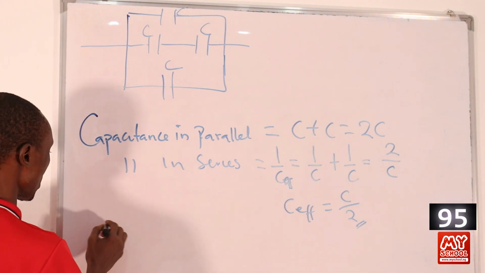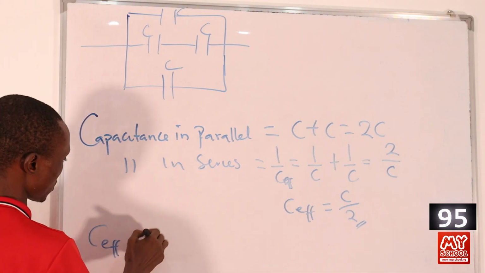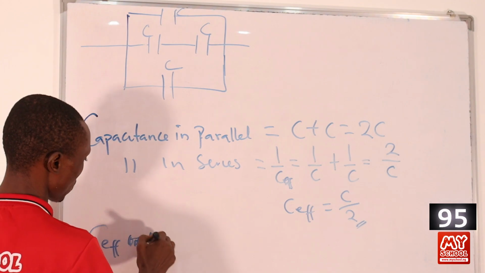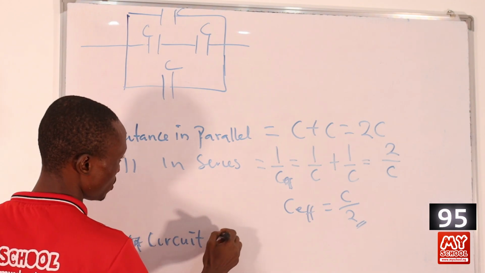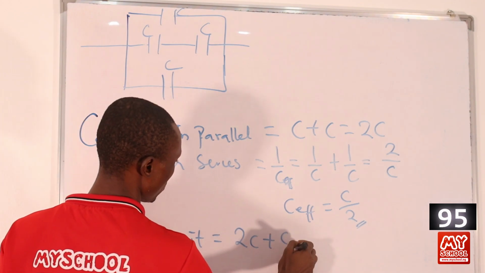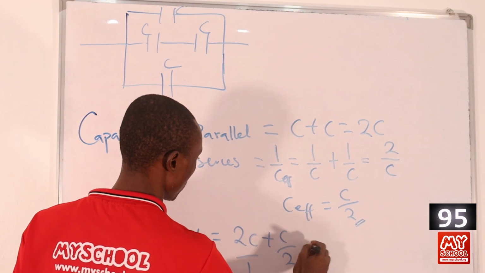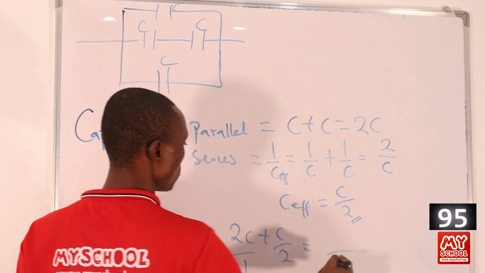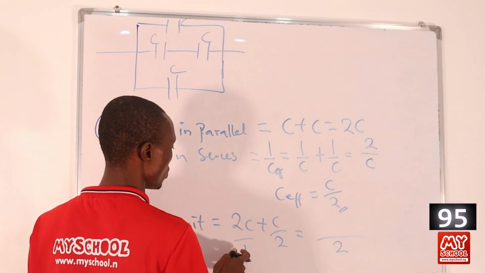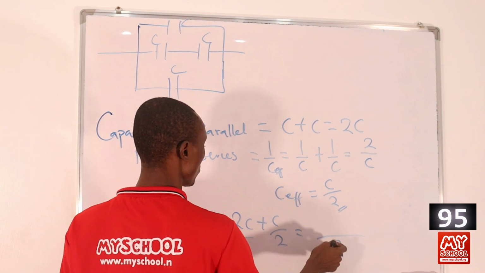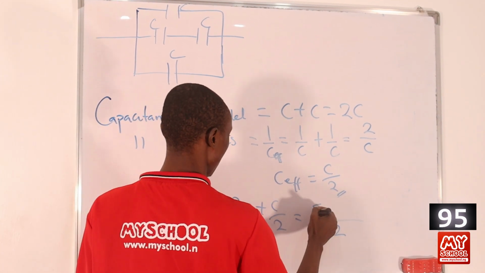Okay? So let's do that. Effective capacitance of the circuit. In that case, we'll have 2C plus C all over 2. So let's solve this little fraction. The LCM here is 2, right? So 2 into 1 into 2 is 2. Then 2 times this will give us 4C.